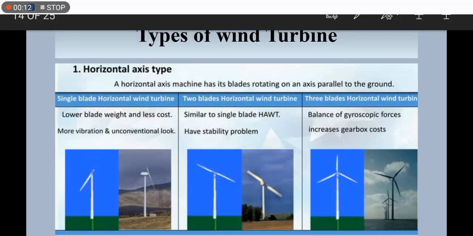And the last one is the three-blade horizontal wind turbine. In it, the balance is appropriate because of gyroscopic force, which increases gearbox cost. It is the most expensive and the most efficient.